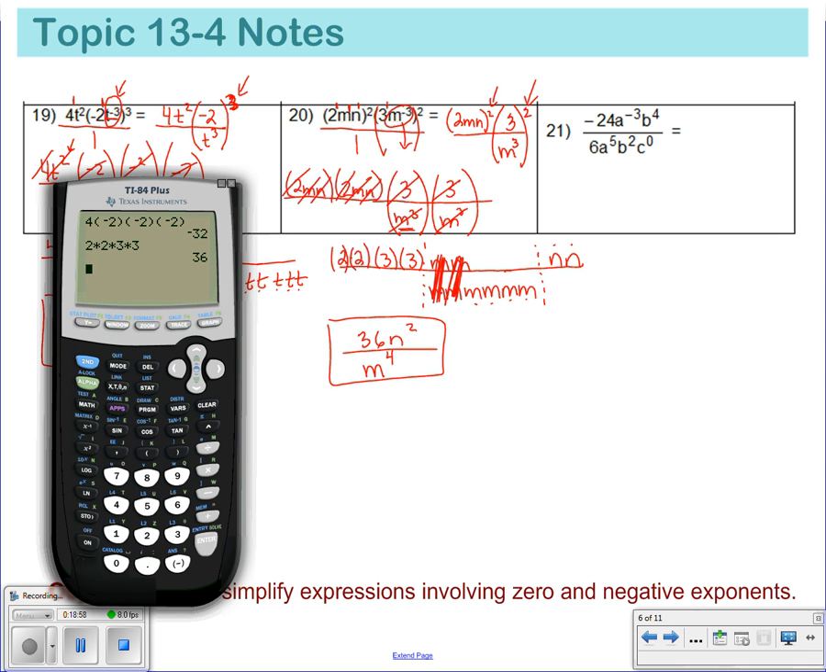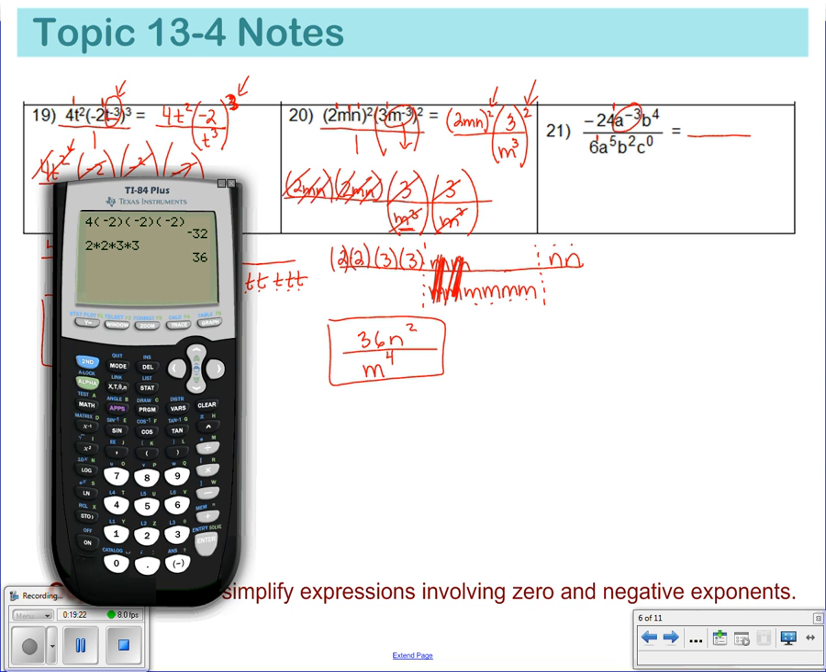So our last one, I see a negative 24. That means its exponent is 1. I see a to the negative 3rd, so I'm going to circle it because it's a negative exponent. That reminds me, hey, I need to move it. We have b to the 4th. In the bottom, we have 6. It doesn't have an exponent, so I'm going to put it to the 1 power. A to the 5th, b to the 2nd, and c to the 0.